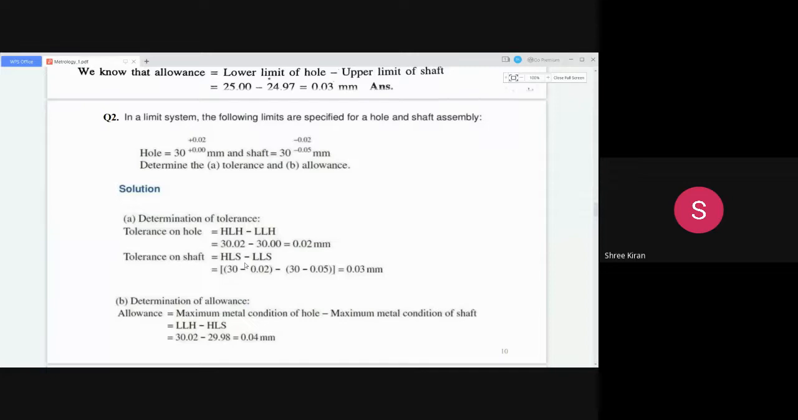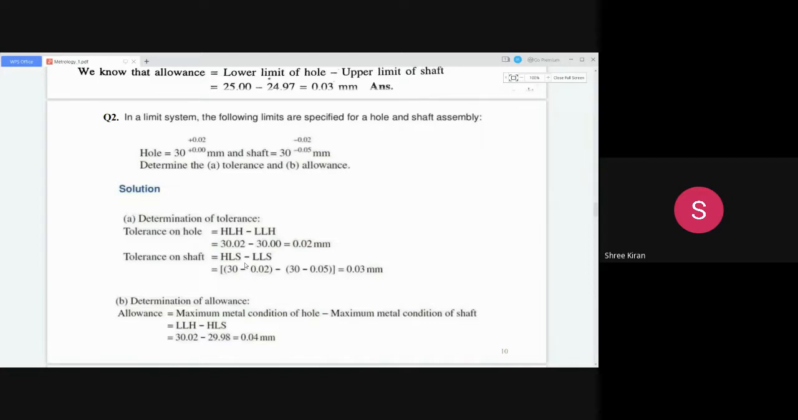So we have a hole which is 30, plus or minus 0.02 and plus 0.00 mm, and shaft plus or minus 0.02 mm. Here also we have to determine the tolerance as well as the allowance. Now, for determining the tolerance, we have the tolerance of the hole and the tolerance of the shaft in both the cases.